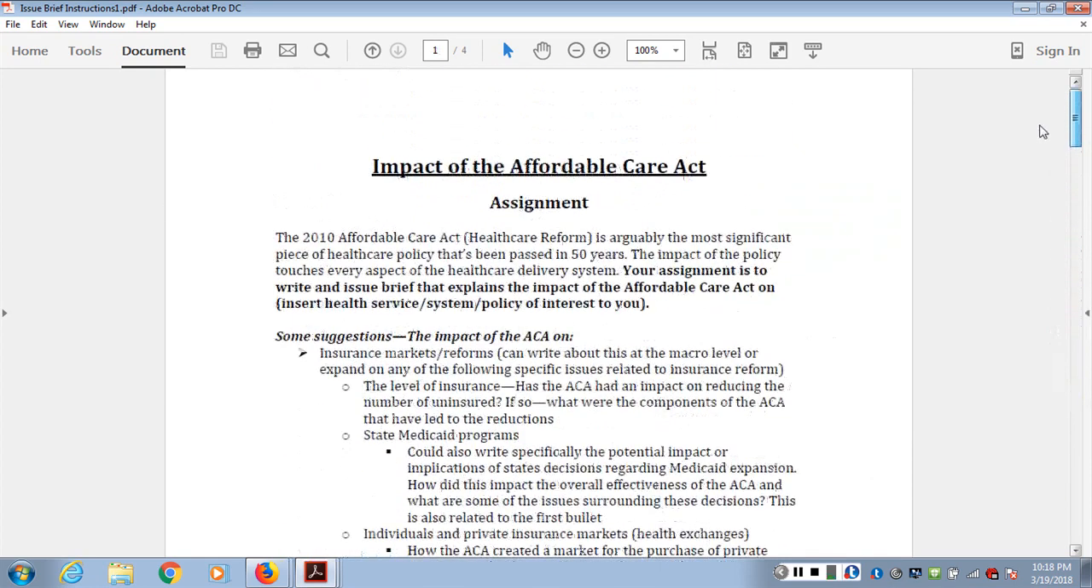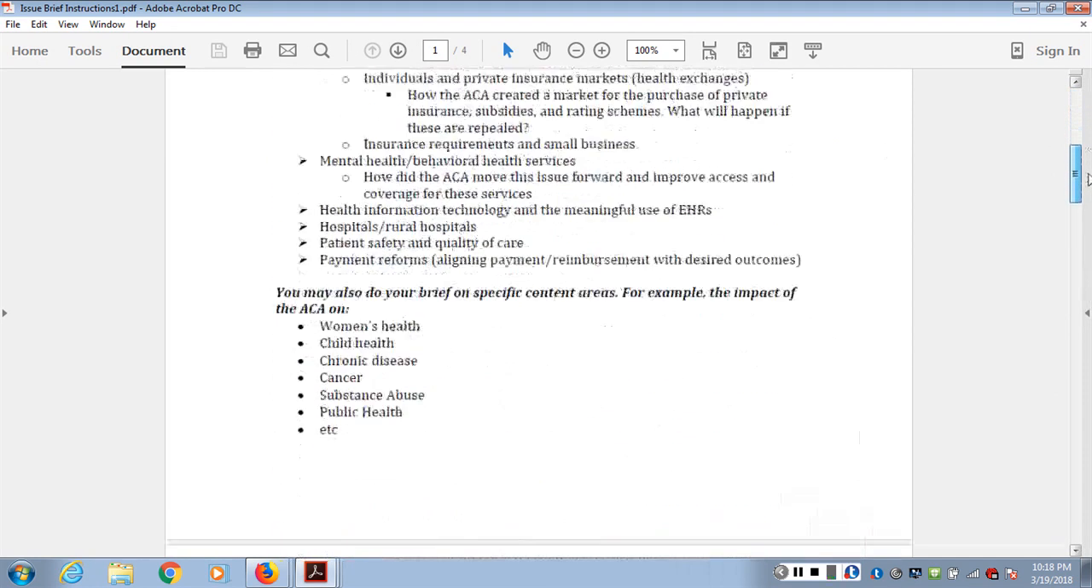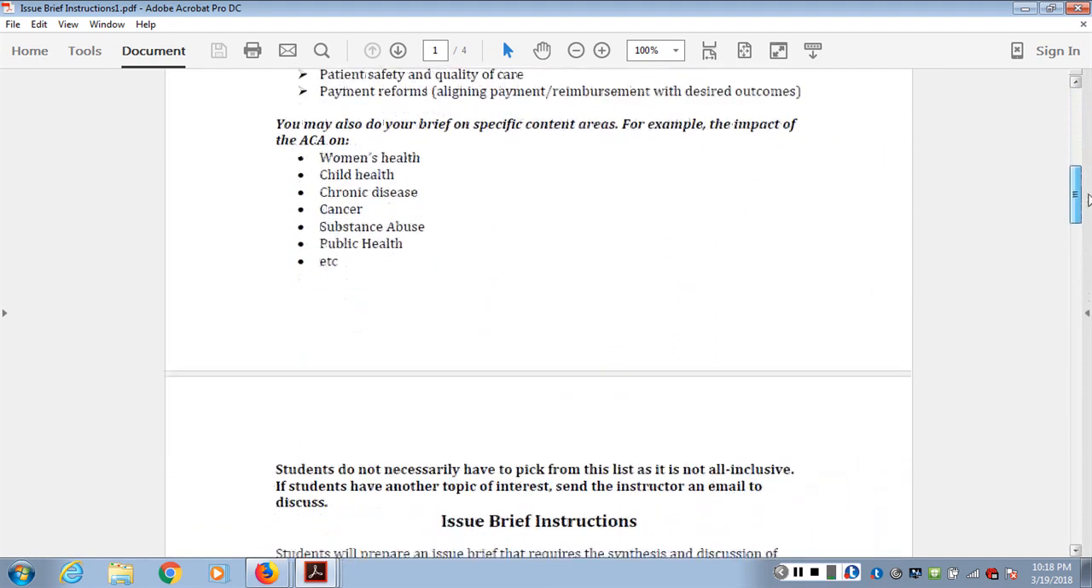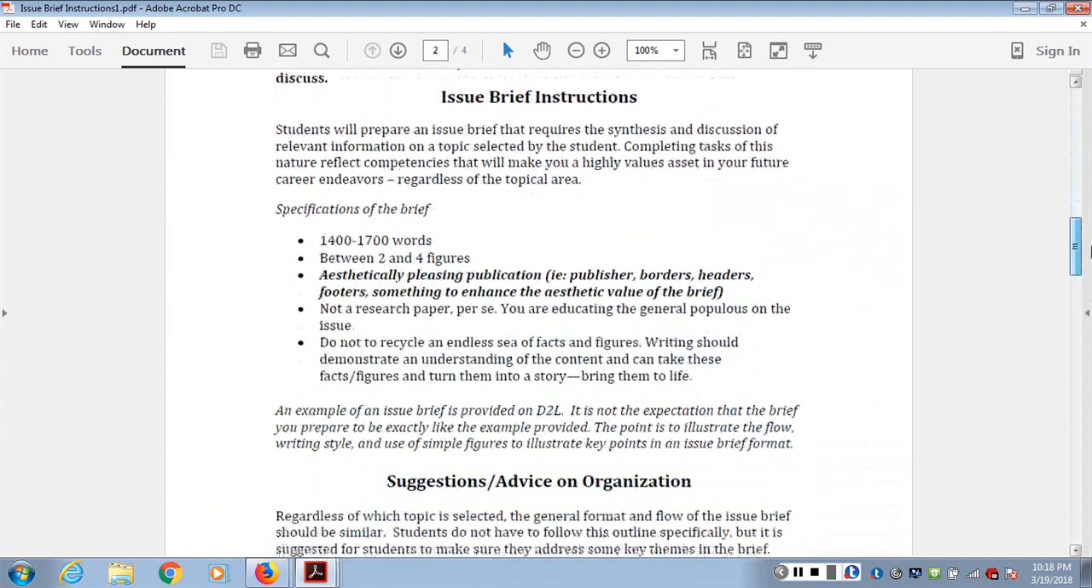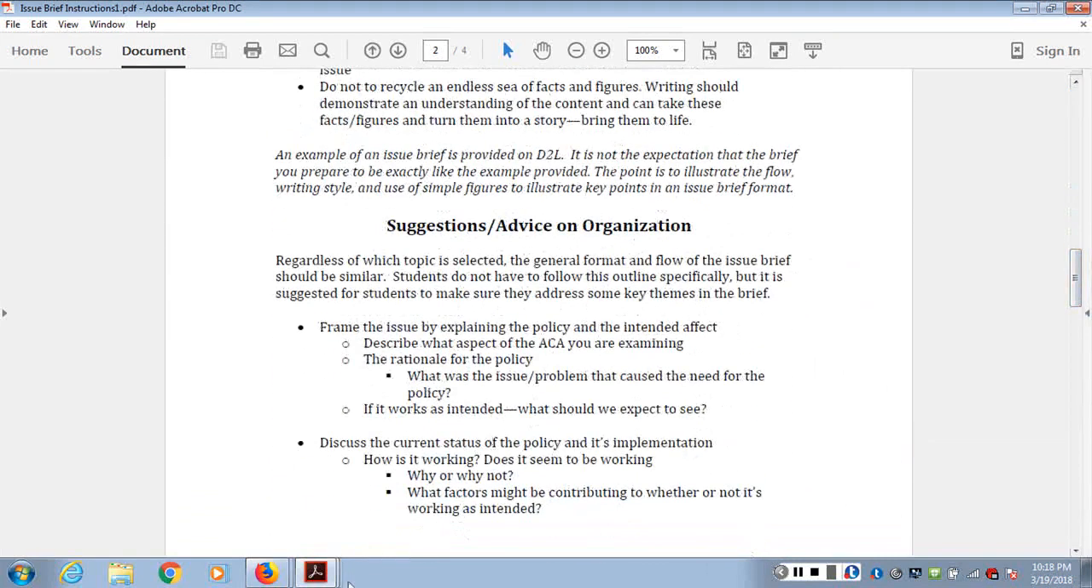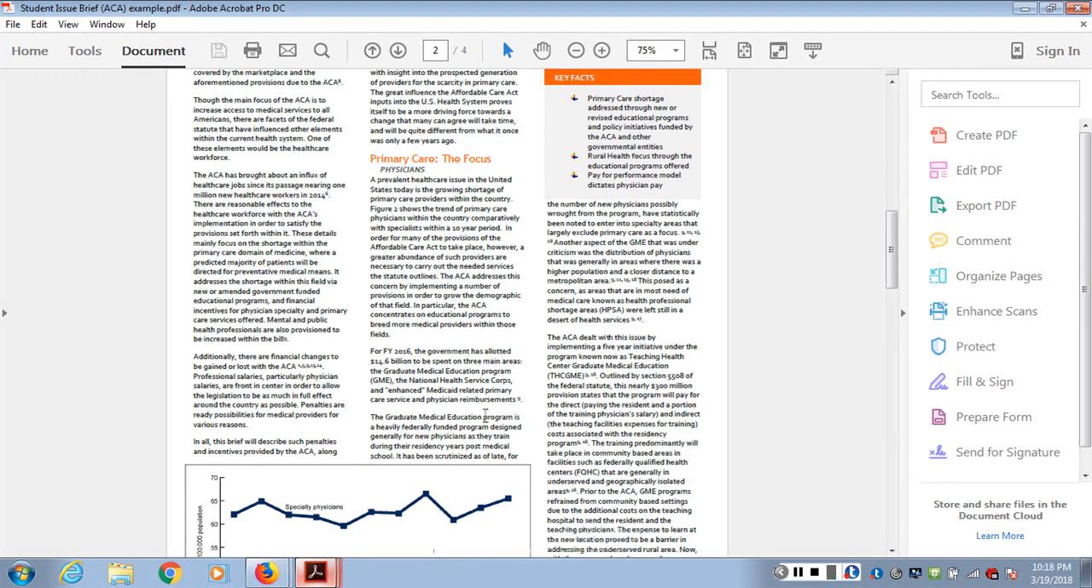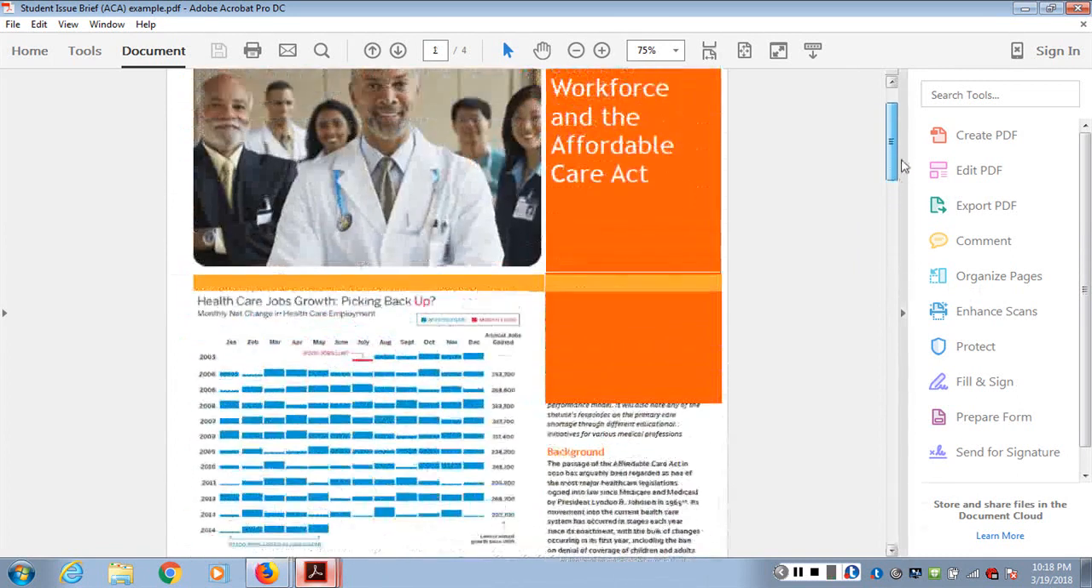So that's a fairly quick overview of the issue brief and what's required. Again, all this information is contained in the issue brief instruction document on D2L. Let's first look at a couple of example issue briefs, and then we'll look at a couple of different places to go for some points of information.